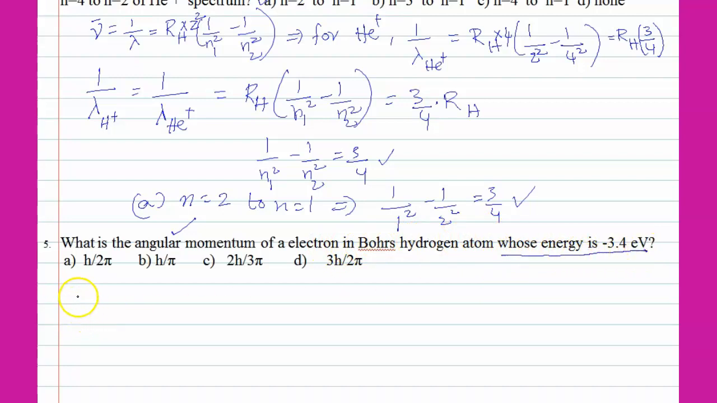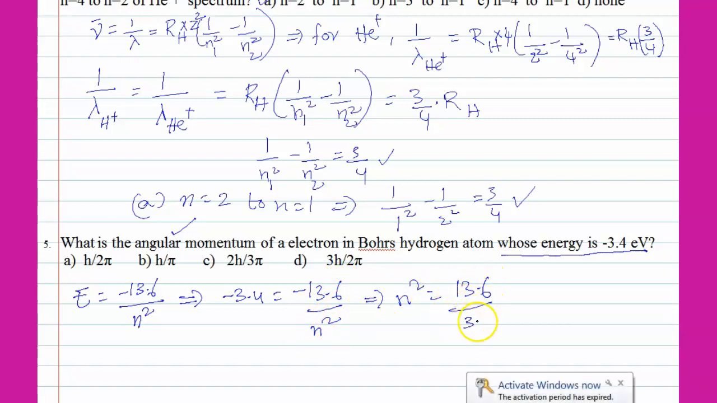So what is the formula actually? E equal to minus 13.6 by n square. This is the formula, students. In this equation, they gave the energy already. Minus 3.4 equal to minus 13.6 by n square. Then n square equal to 13.6 by 3.4. So finally, we can get n value as 2.